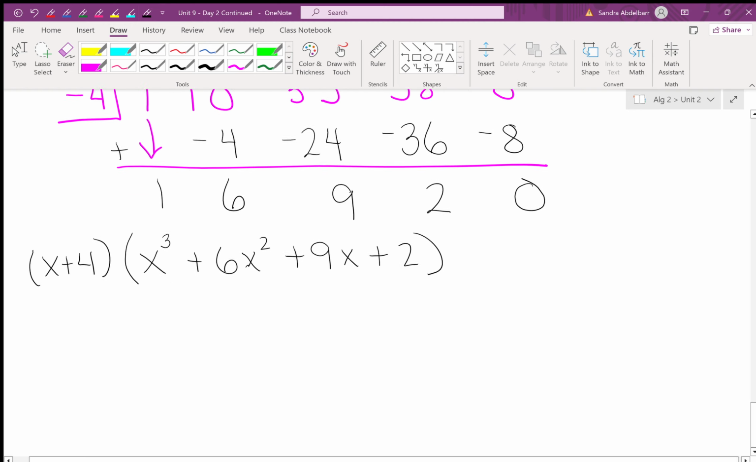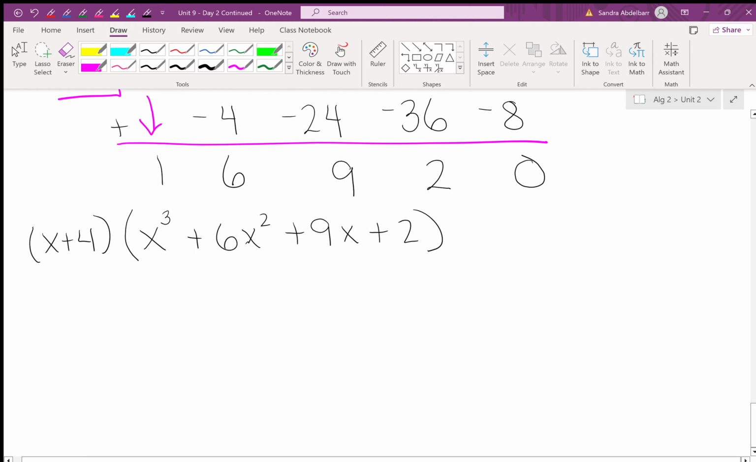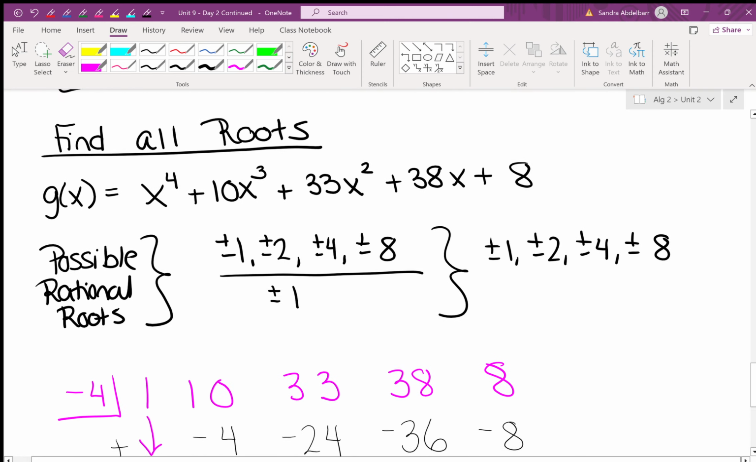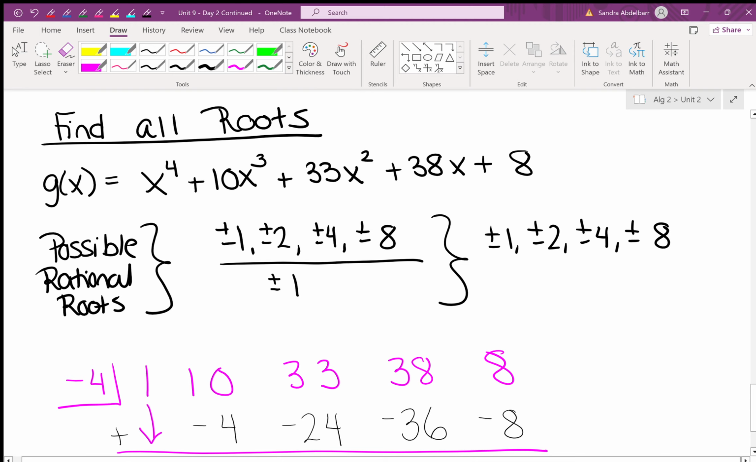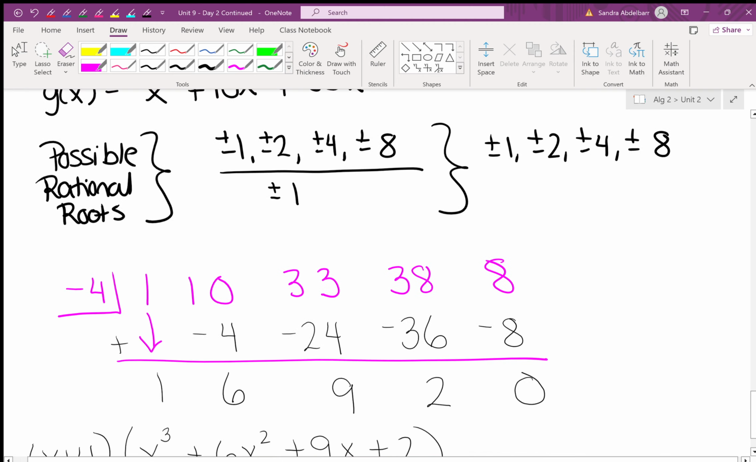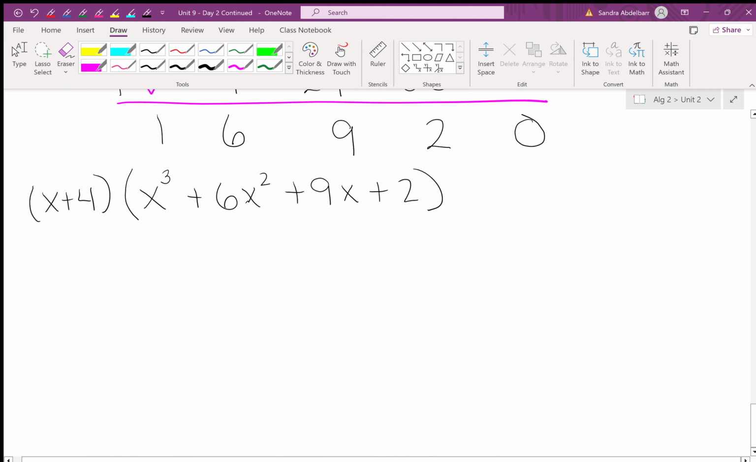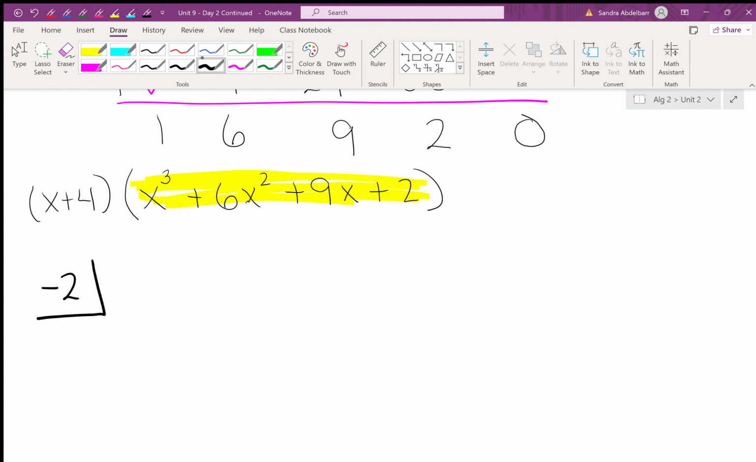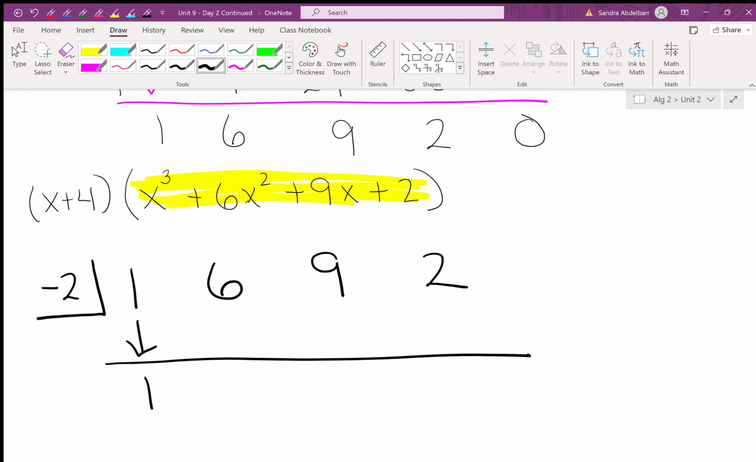So now we're still going back to the original list. We're not going to make a new list. We're going back to the original list, but what are we taking off? Well, we're probably not going to try -4 again. So let's try another one on this polynomial now. -2, good choice. So now we're going to have -2 in the box, and I have a 1, 6, 9, 2. We're trying it for that.